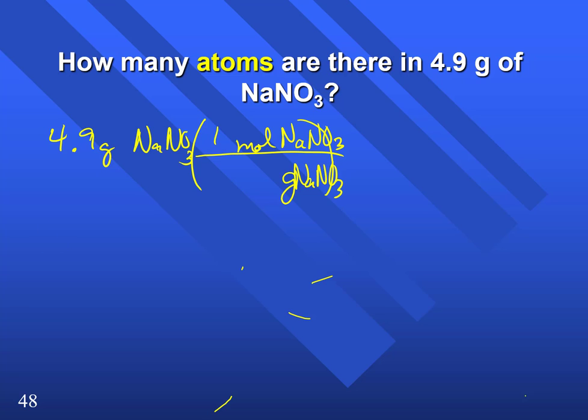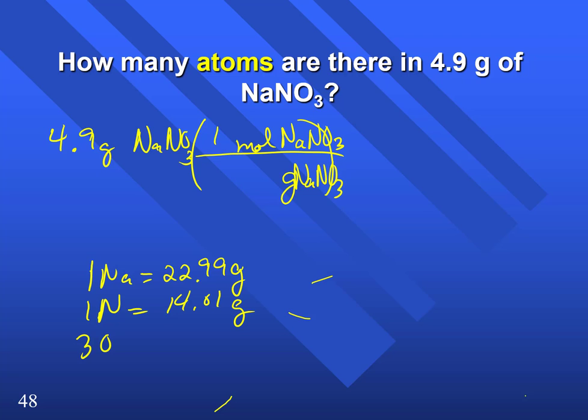So I have 1 Na, one N, and 3 O's. 1 Na is 22.99 grams. 1 N is 14.01 grams. So those two together add up to 37. And oxygen 16, I got 3 of them. So 3 times 16 is 48. And 48 and 37 is 85. Okay. So 85 grams is 1 mole.